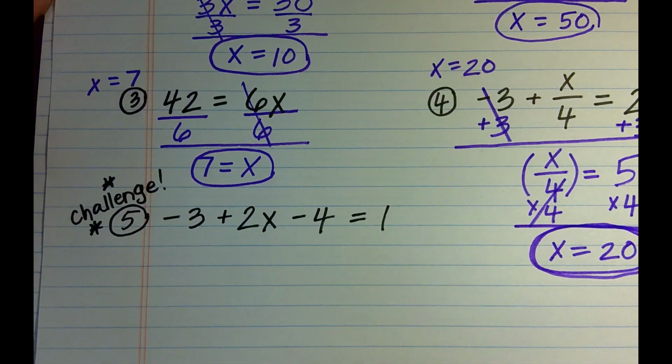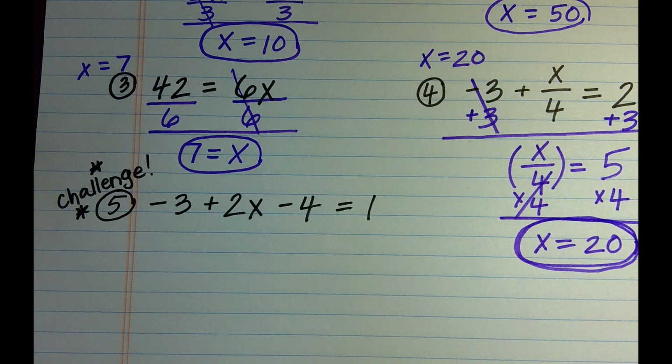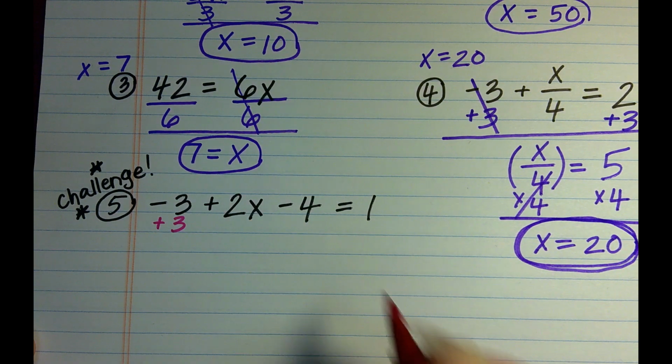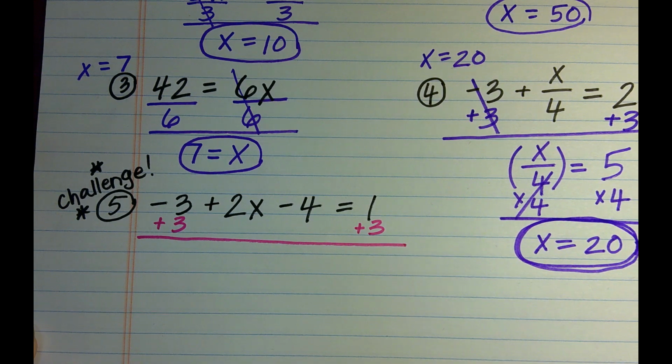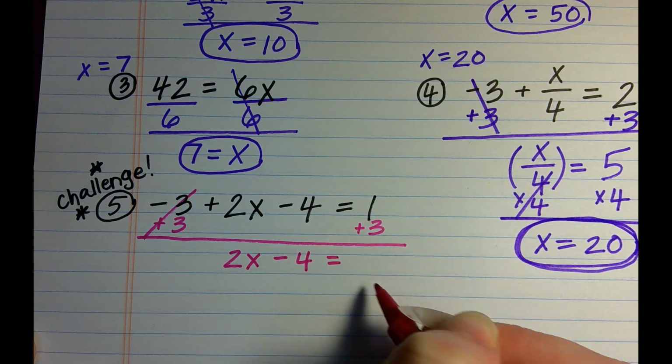Right. Number 5, this is our challenge. Who feels good about it? Titania, you want to guide me? Yep. How do you do it? I added 3 to the 1. Perfect. So we added 3 to both sides. And the 3's cross out. So 2x minus 4 equals 4.